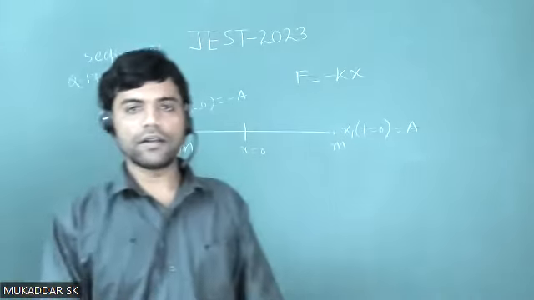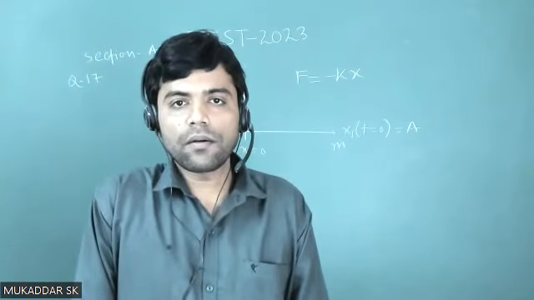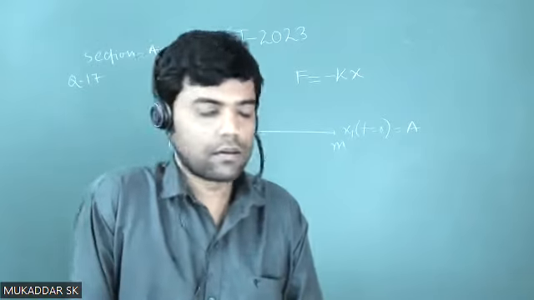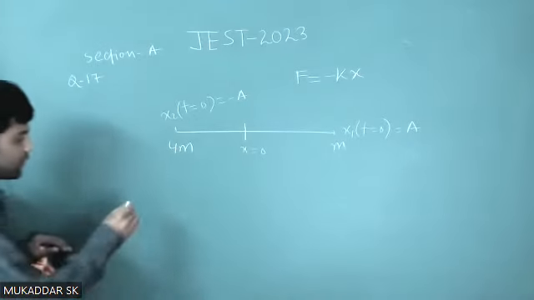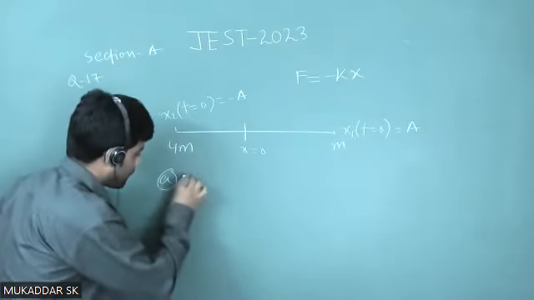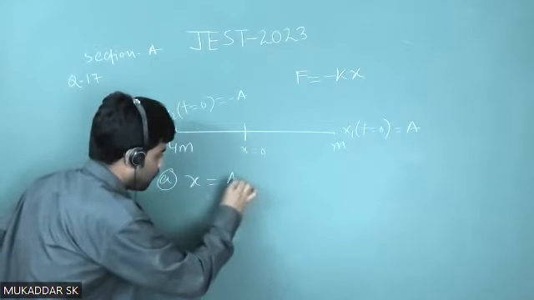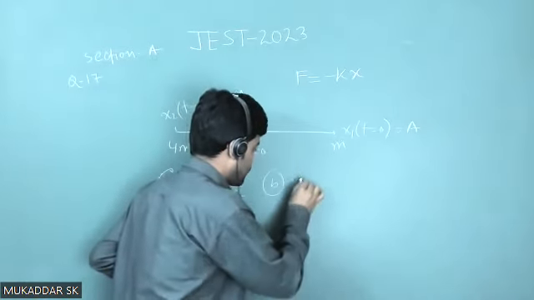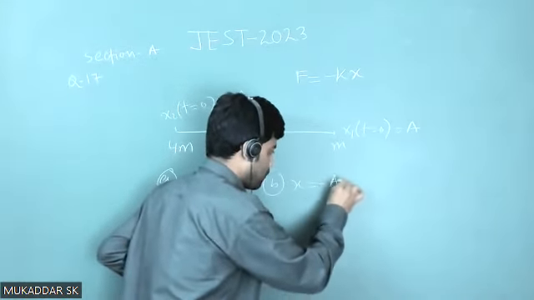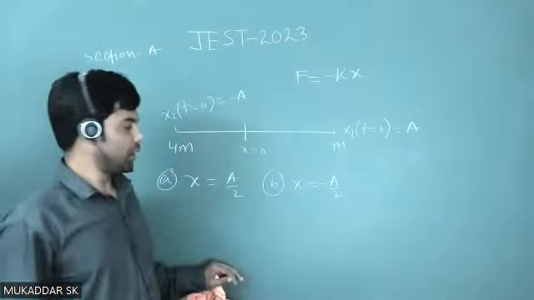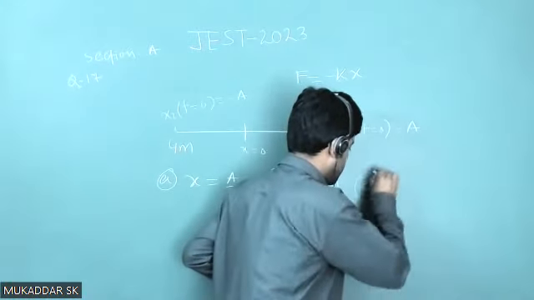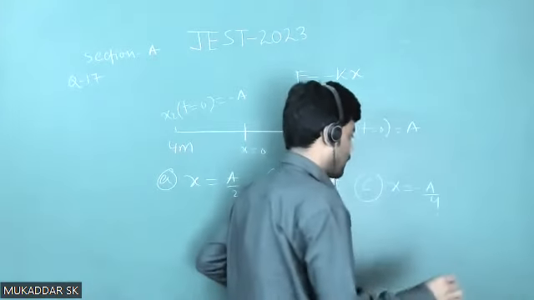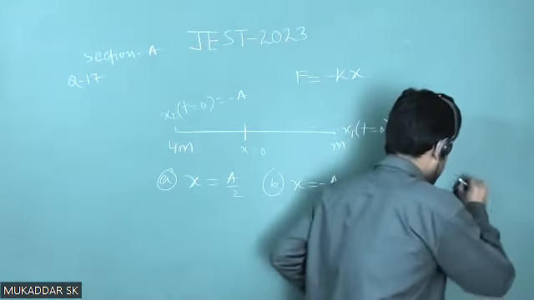So the question is, at what point on the x-axis will they first collide? There are four options given. You have x equals a by 2, and then x equals minus a by 2, and then x equals minus a by 4, and last x equals 0.